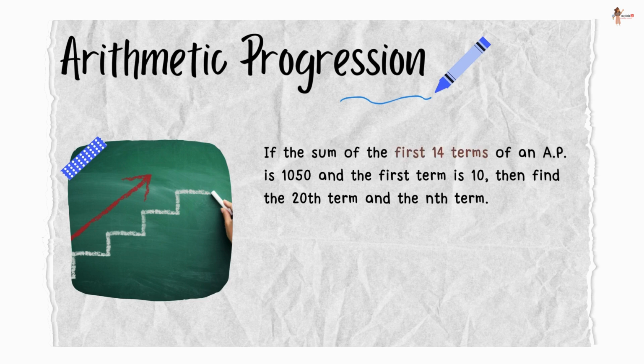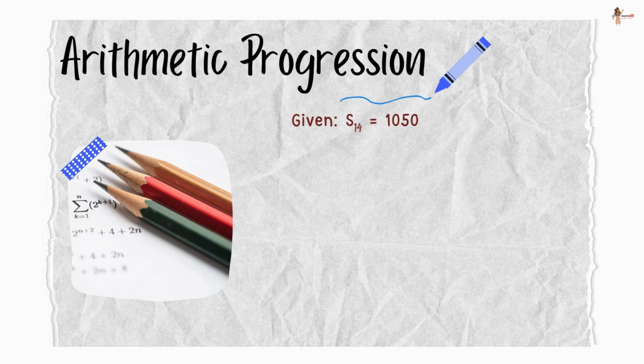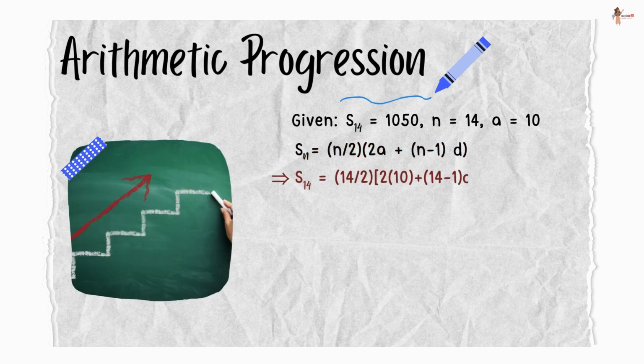If the sum of the first 14 terms of an AP is 1050 and the first term is 10, find the 20th term and the nth term. So we are given S14 is 1050, n is 14 and a is 10. Sn is given by n by 2 into 2a plus n minus 1 times d. Substituting the given values, we get this.